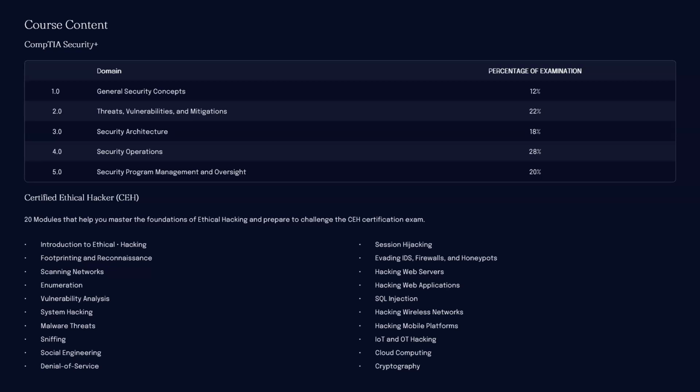So if you see clearly, you are getting an understanding of cloud computing, IoT and OT hacking, mobile, Wi-Fi, web application, firewalls, IDS, honeypots, malware, DOS, vulnerability analysis. So you can say a lot of things are covered, but not at a high level. It's just a basic level understanding you will get.